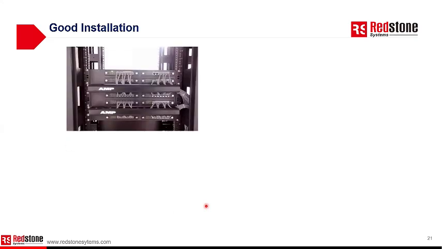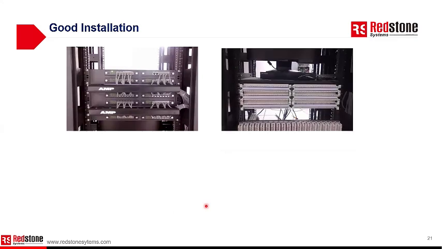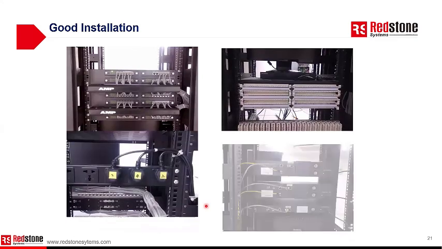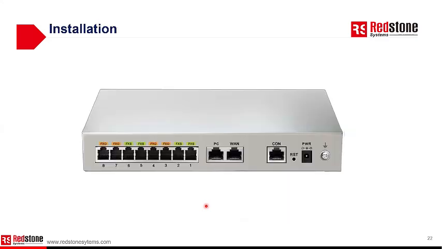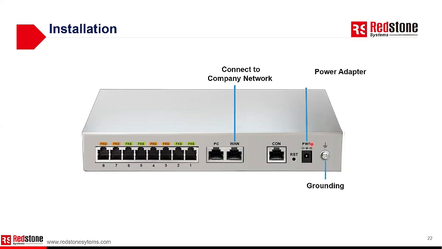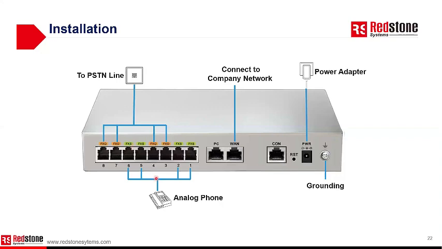Let me share a good installation. These are some good installation photos that I can share. Here is what we mentioned: you connect the network to the one port, then the power adapter to the power source, the power supply for RGW8 and RGW4, and you need to have proper grounding. Of course, connect the FXO port to the PSTN line and the FXS to the analog port.